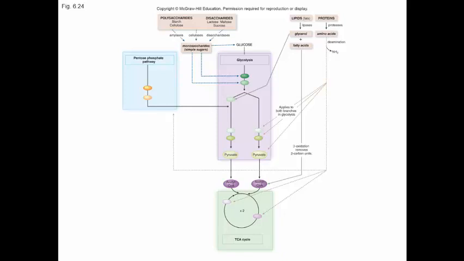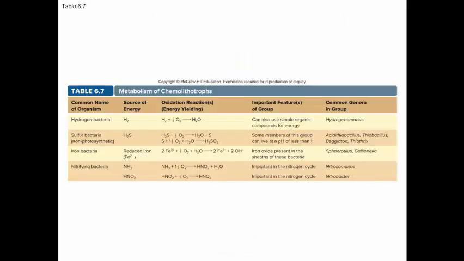Chemolithotrophs. There is an interesting perspective on 6.1, mining with microbes. I just want you to get somewhat familiarized a little bit. I don't expect you to memorize a lot, okay? Just understand that you can. There are microorganisms that use reduced inorganic compounds as their energy source. They'll also use carbon dioxide as the carbon source. A lot of these bacteria will use a terminal electron acceptor other than oxygen.